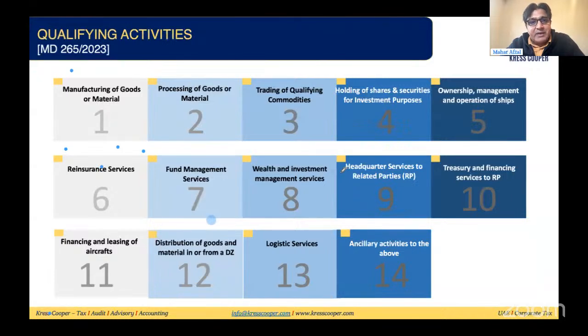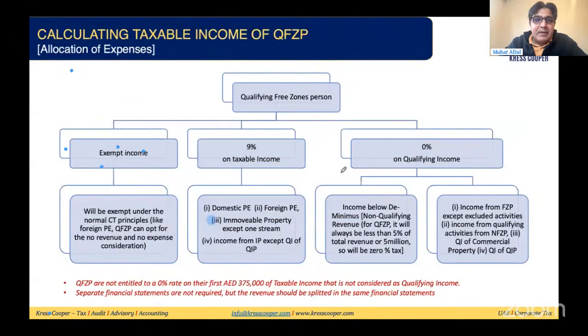These are the qualifying income. Whenever the qualifying free zone person is generating any income from a non-free zone person from the qualifying activities, it will be zero rated as well. So these are the qualifying activities. Calculating taxable income: your exempt income of a qualifying free zone person, exempt income, taxable income 9%, 0%.